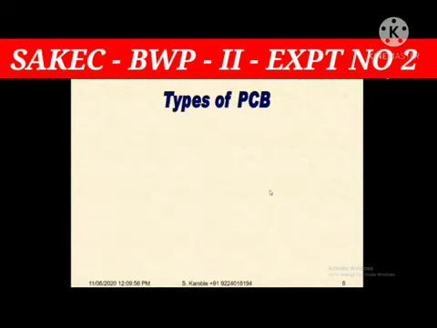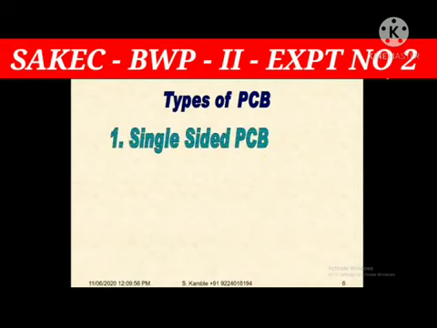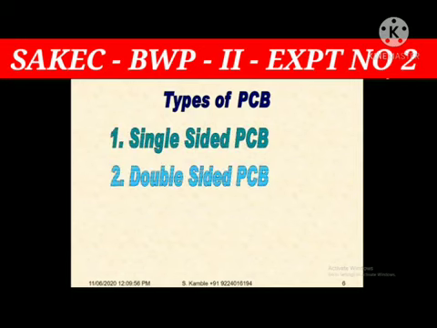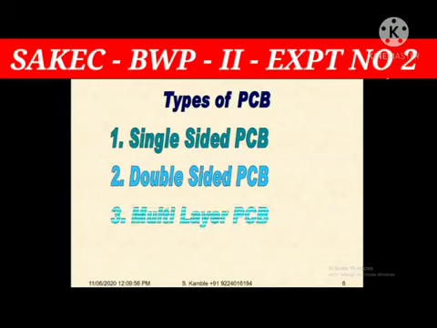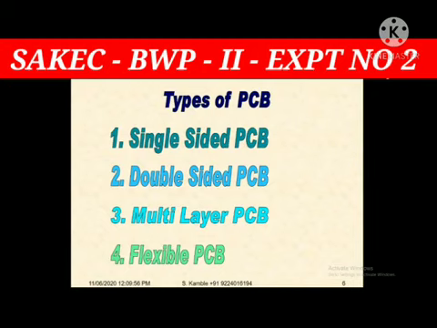Now there are different types of PCBs. First type is single-sided PCB, which we are going to study. Second, double-sided PCB. At both sides there is copper track. Third, multi-layer PCB. It is used in computers. And fourth, flexible PCB. You have seen some keyboards are folding keyboards. In folding keyboards, flexible PCB is used. So these are four types of PCBs, and we are going to learn single-sided PCB design.